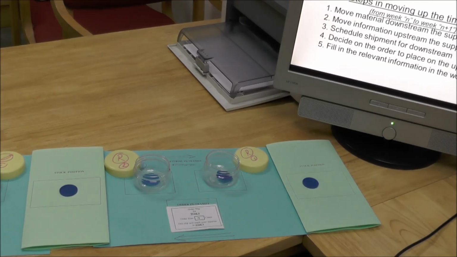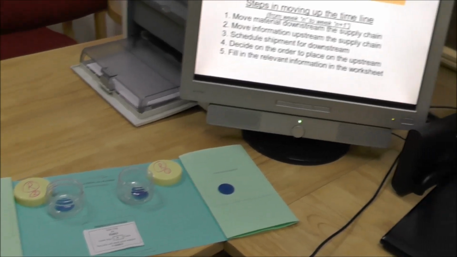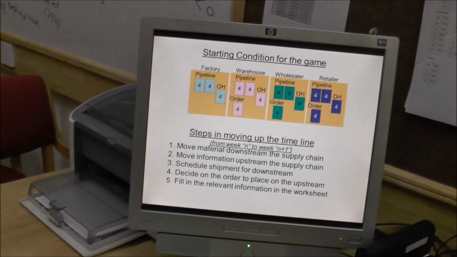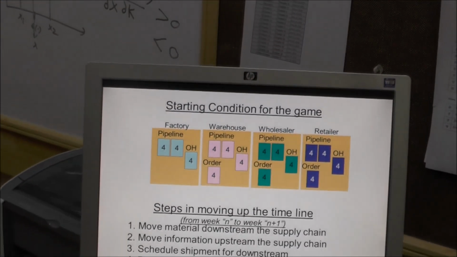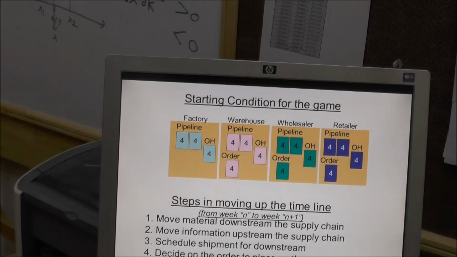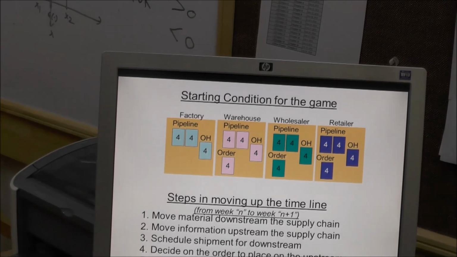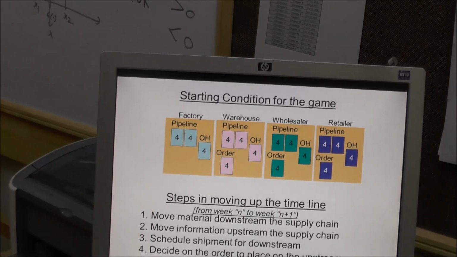So this is the starting condition, and I have represented it here by way of this graphics. I have converted everything into graphics. Now the question is, how will the game move? Now let's see how to move the game. So let's say we are in week 0. In week 0 this is the position.